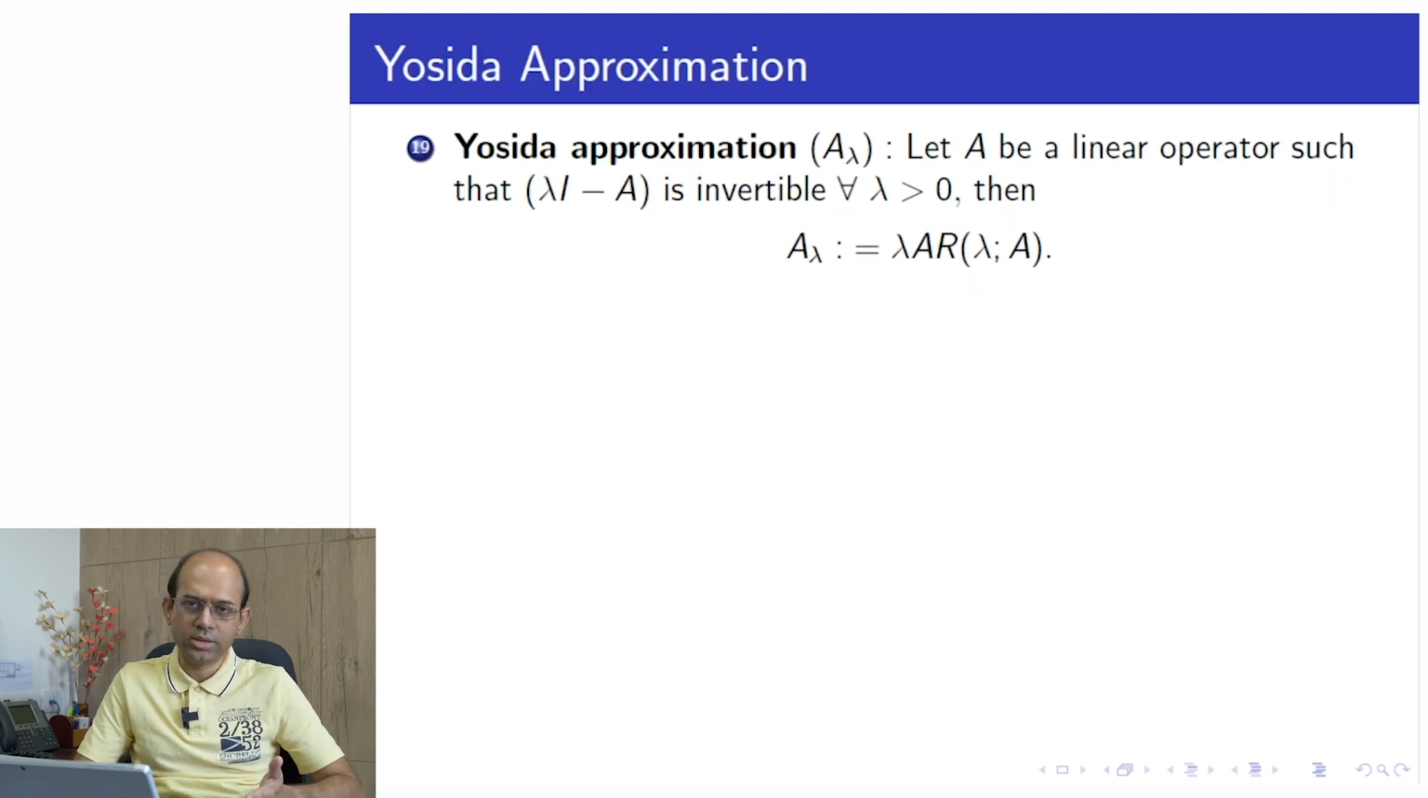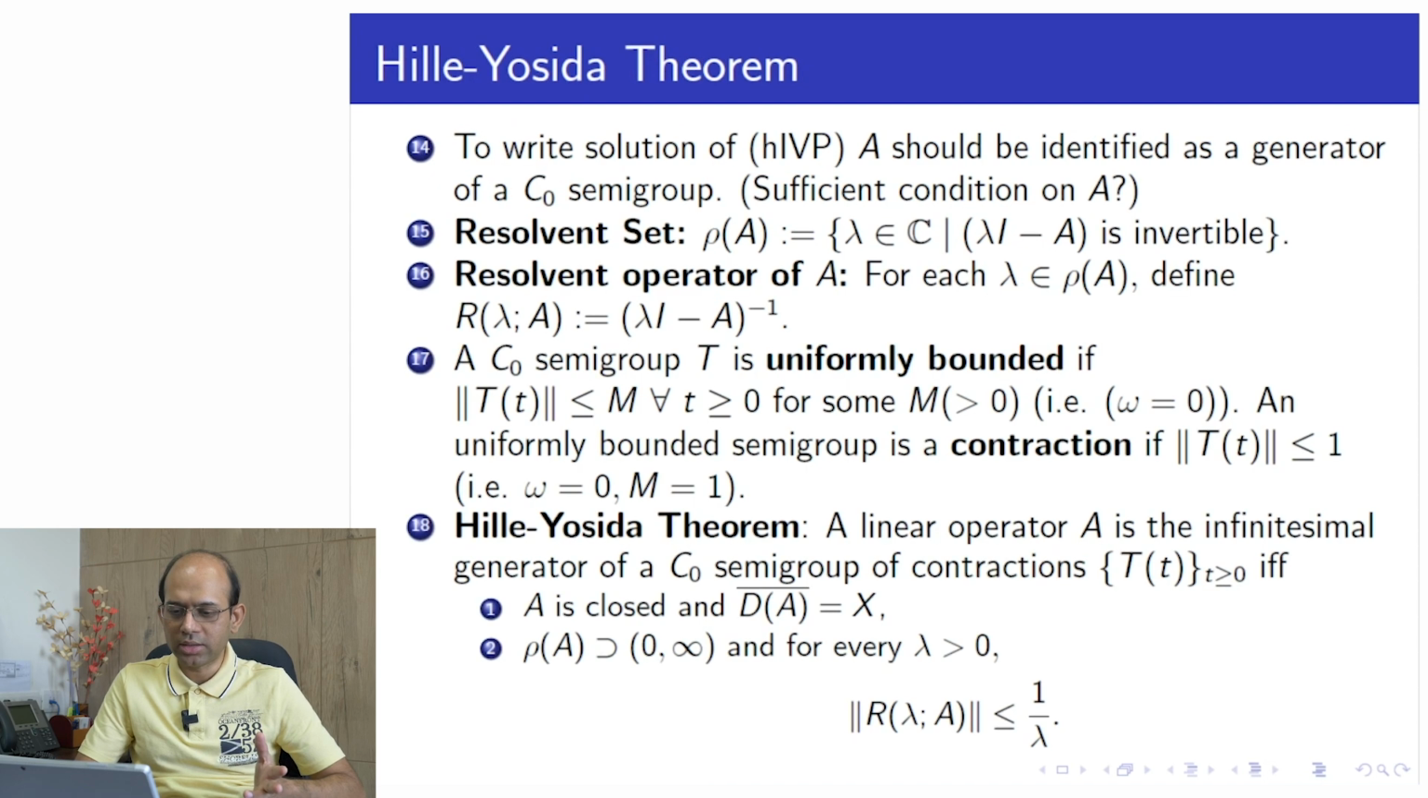So we do that here, and we call that the Yoshida approximation. Okay, and we write down A subscript lambda here. So let A be a linear operator such that lambda I minus A is invertible, for all lambda positive. In other words, I want to say that rho(A) contains (0, infinity), because for every lambda here, lambda I minus A is invertible.